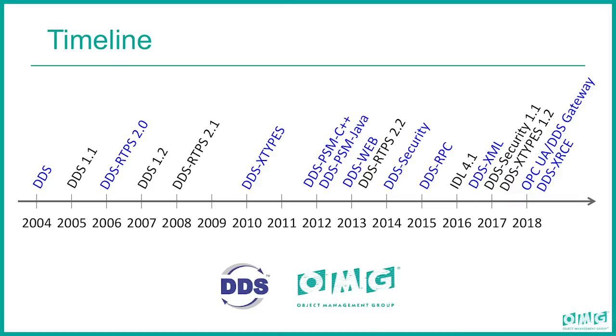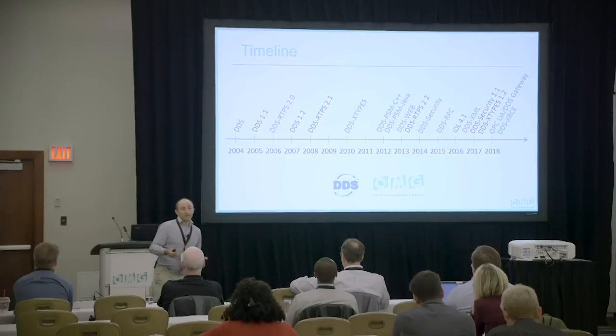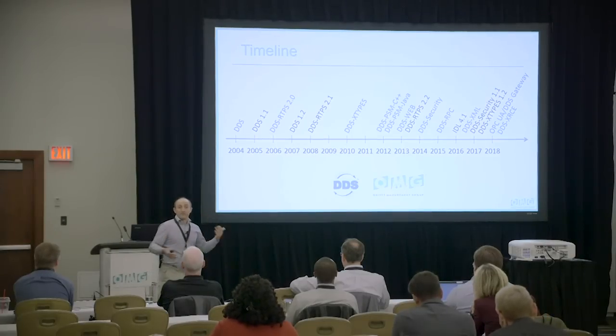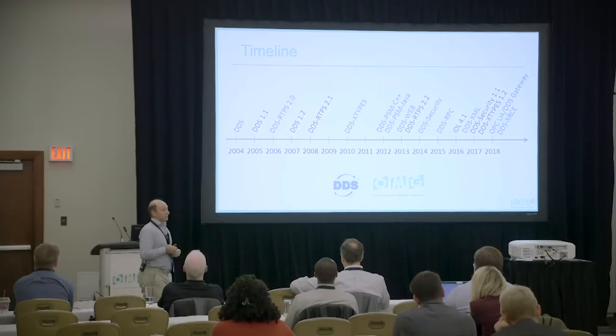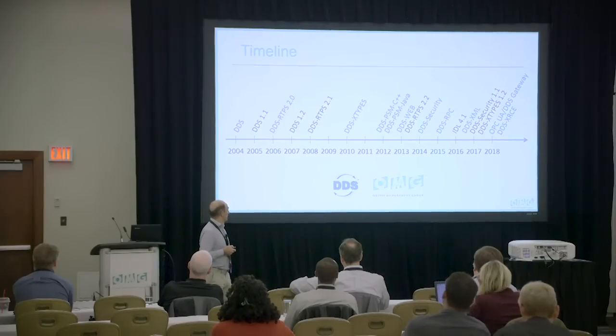So we started this in 2004, and you can see in blue the first release of each one of the specifications, and then in black some of the key revisions of the specifications. Every year we have a revision of some of the specifications, and new things get added. We have an active community of implementers. We have about 7 or 8 independent implementations, some open source, some commercial products. So it's a very vibrant group and technology base.